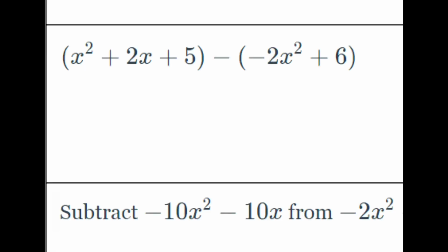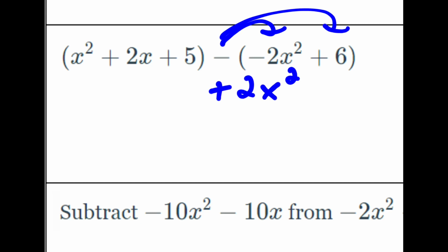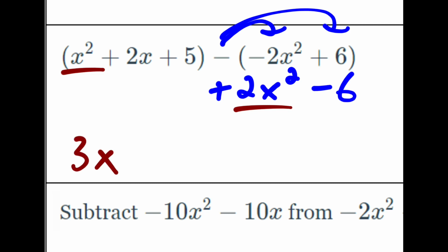When we subtract polynomials, this minus gets distributed. So we could rewrite this as plus 2x squared minus 6. Another way to look at that is the signs inside of the parentheses are all flipped. Then we go back and we look at there are two x squared terms. I add the coefficients. 1x squared plus 2x squared gives me 3x squared. It turns out that 2x is the only x term, so that one just carries down as is.